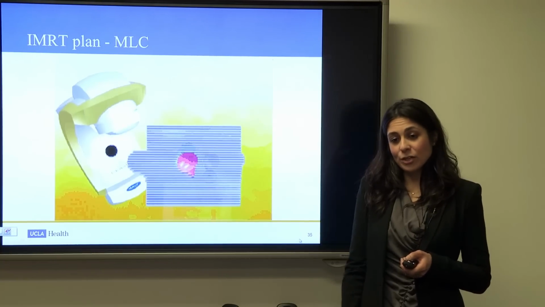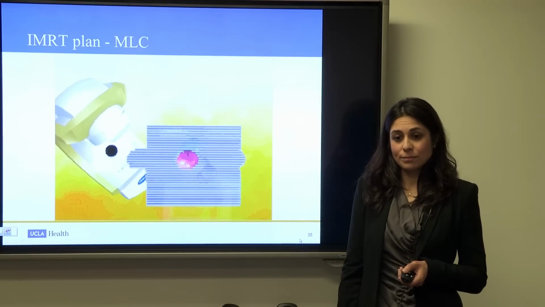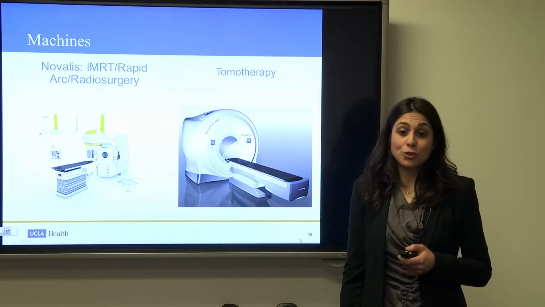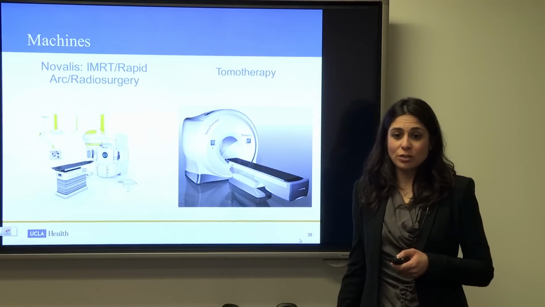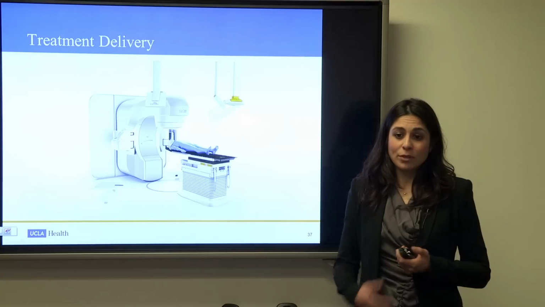And you can see that the fingers are moving in and out as the machine rotates around the patient. There's various different machines. Here's an example of two that we have. Novalis, which delivers IMRT, rapid arc, and radiosurgery, and then tomotherapy. And here's an example of a treatment delivery.